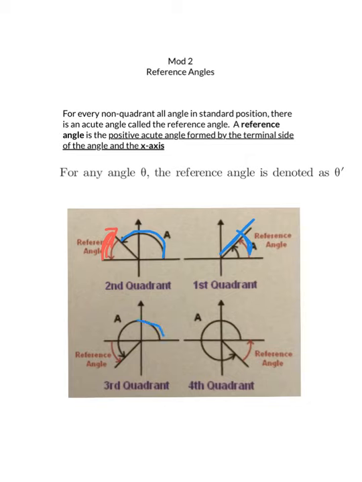If your original angle ends in the third quadrant, your reference angle is from the terminal side to the x. And then for a fourth quadrant original angle, your reference angle is from where you ended to the x.